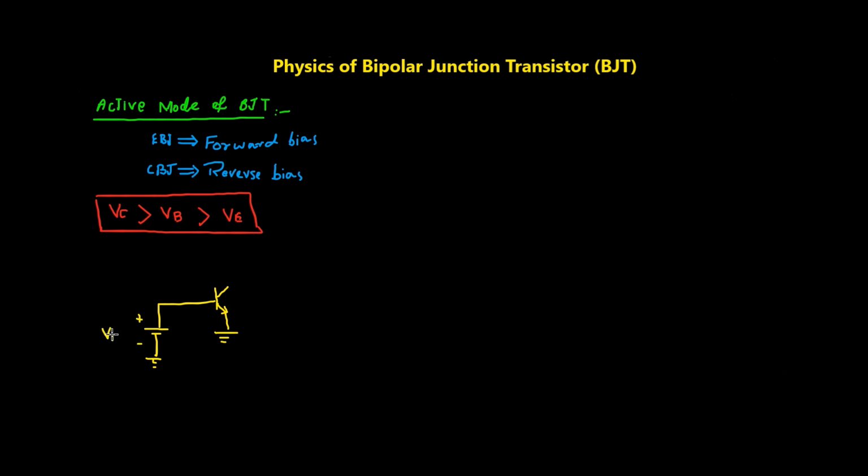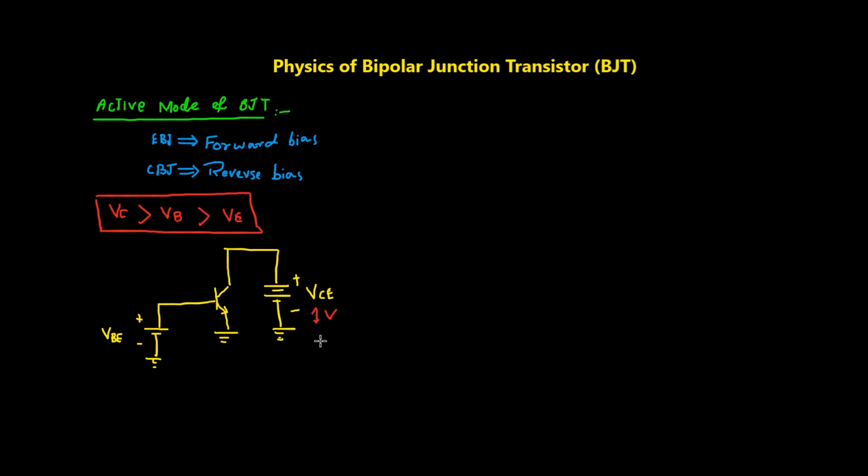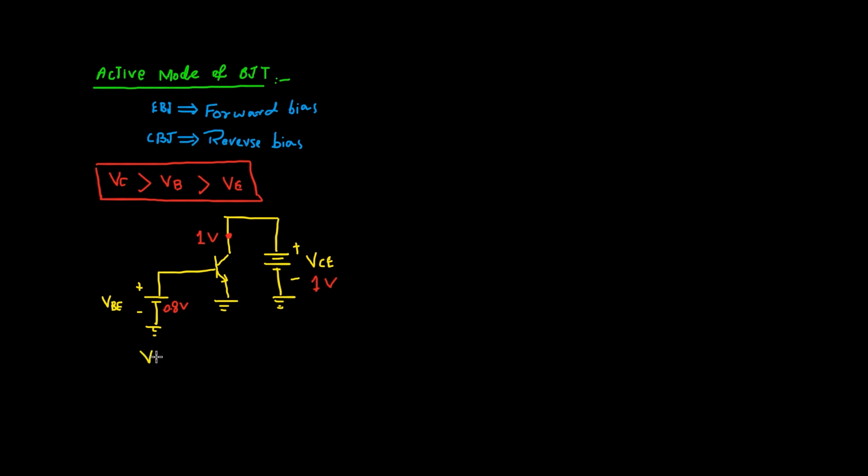We will use two external voltage sources, Vbe and Vce, to establish the required bias conditions for active mode operation. Let's suppose Vce is 1 volt and Vbe is 0.8 volt. Here, the collector potential will be at 1 volt due to Vce. Let's check whether the transistor is operating in active mode or not. Putting values of Vc, Vb, and Ve in the above condition, we see that the condition is true, so it means that the transistor is operating in active mode.